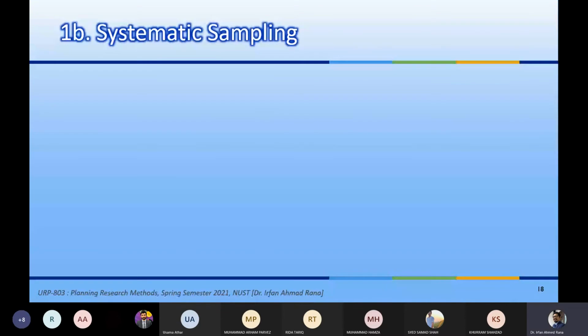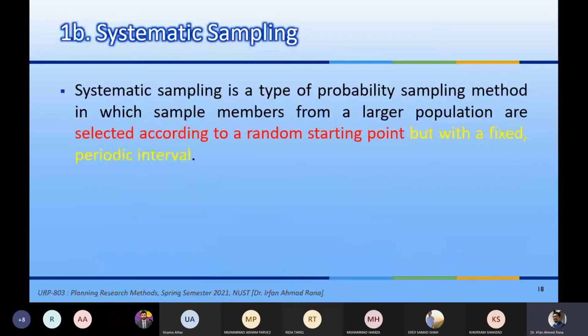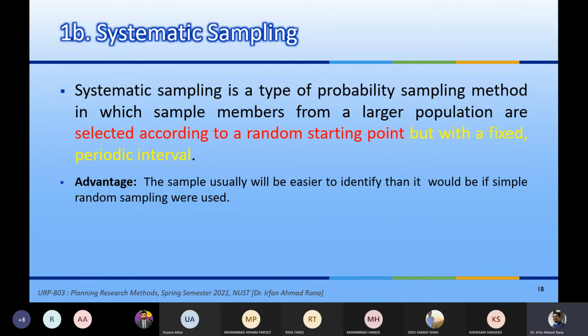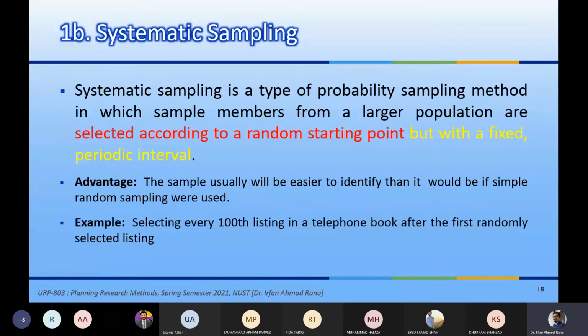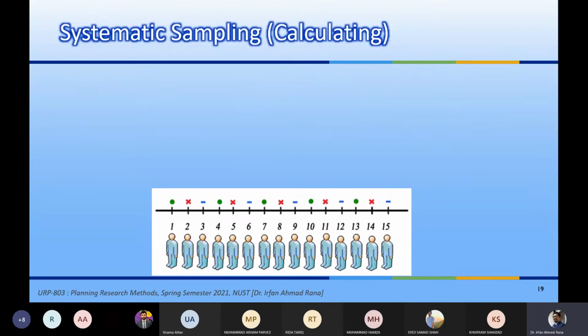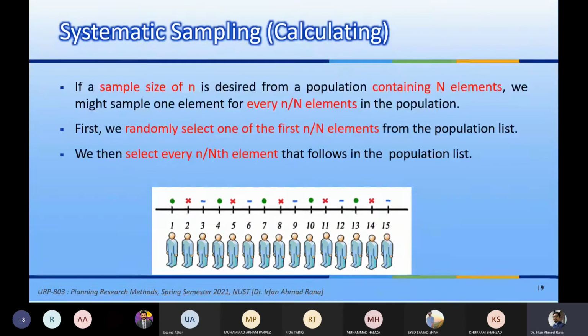Another type is systematic sampling. As the name implies, it employs some kind of systematic approach, in which you select that I will start from this point and I will collect after a certain periodic interval. After a certain interval, I will collect the data. It is easier than random because you know which person to target. So I'll give you an example. You said, okay, 200 samples are there in my study area.